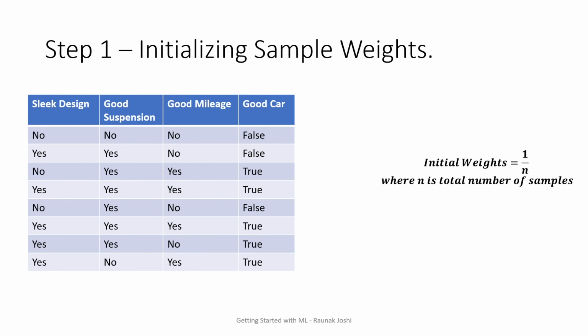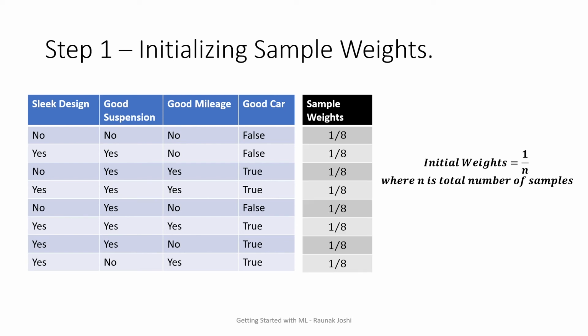Initializing the sample weights in the beginning is very easy. What we have to do is say 1/n, where n is the total number of samples. We have 8 samples in our dataset, which gives you 1/8 in each and every row. This is the way you do it. If you have 10, the value will be 1/10. If you have 4, the value will be 1/4.